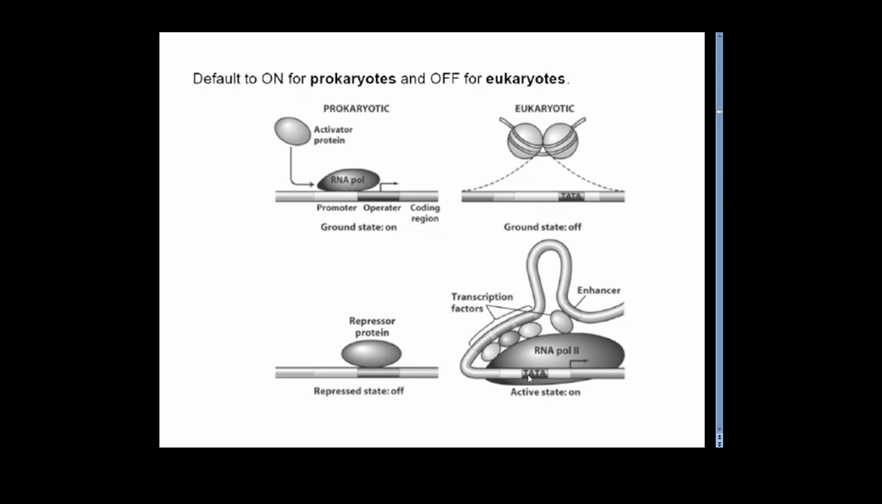These are very important differences. Prokaryotic ground state is always on, switching, and only if necessary will it be prevented. For eukaryotic, the ground state is off, and for activation a lot of factors are necessary.